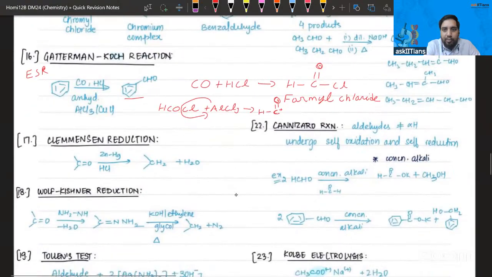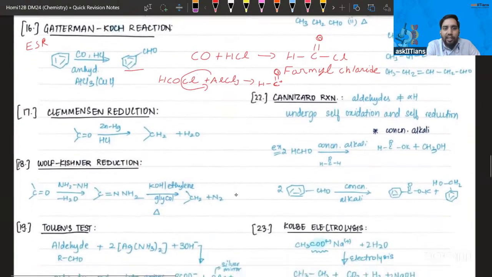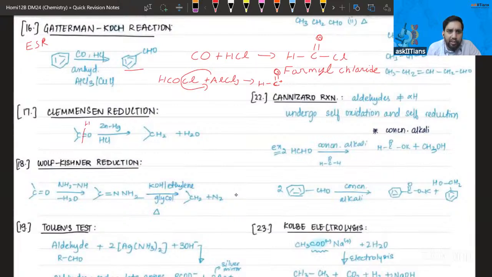Next, reactions from aldehyde and ketone: again, the Clemmensen reaction. Again, you have to remember the reagent. In the Clemmensen reaction, we remove the CO to provide two hydrogens on the carbonyl carbon. This happens in the presence of zinc amalgam, Zn-Hg, and HCl, and we get an alkane as the product. So this is the reduction of a carbonyl compound.